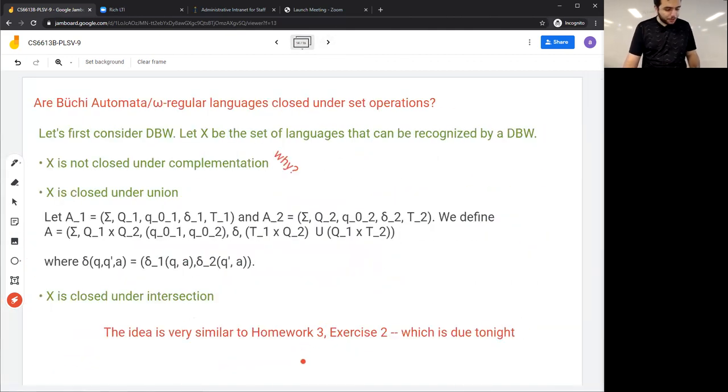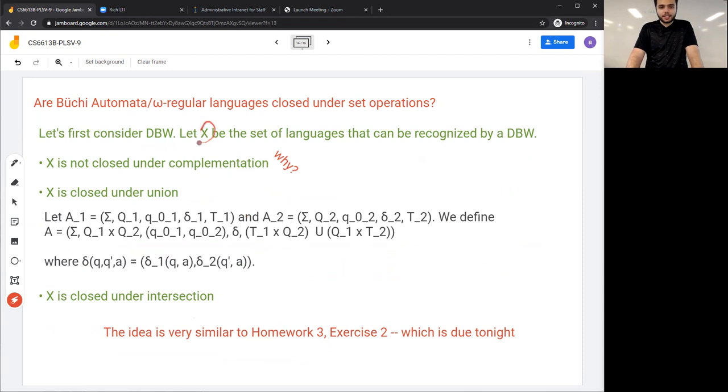So the very first questions that come to mind are the same questions that you probably answered the first time that you saw finite automata. It's whether the languages of these automata are actually closed under set operations. So let's first consider the deterministic Büchi case.